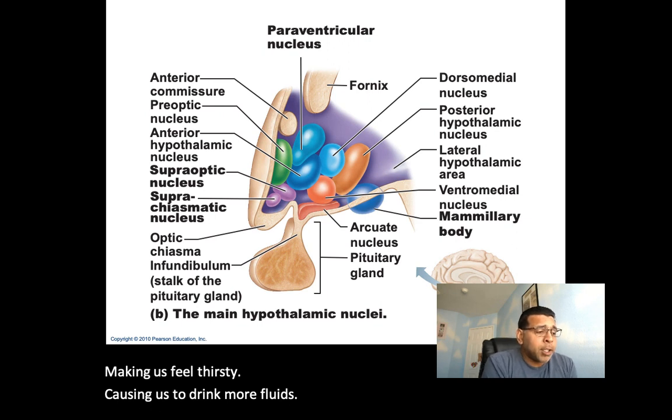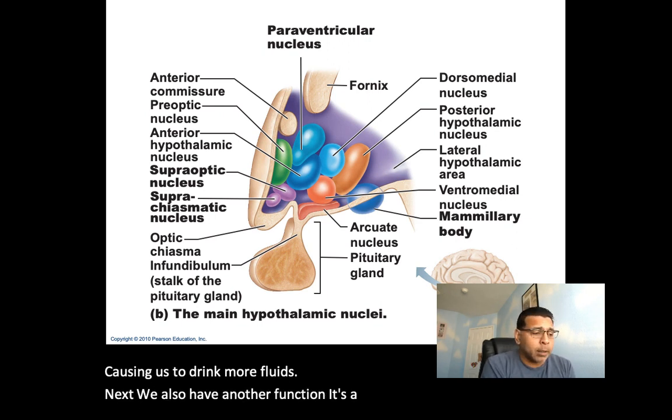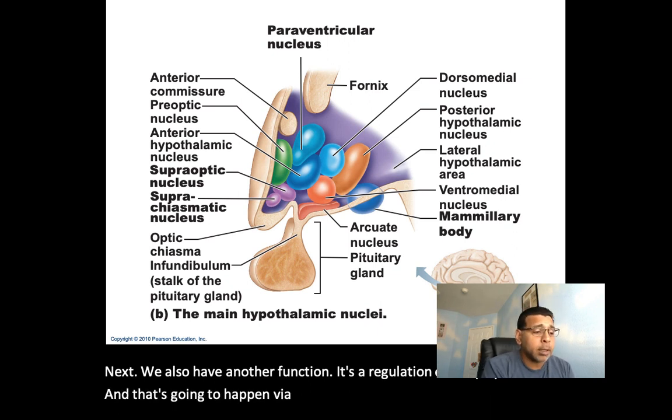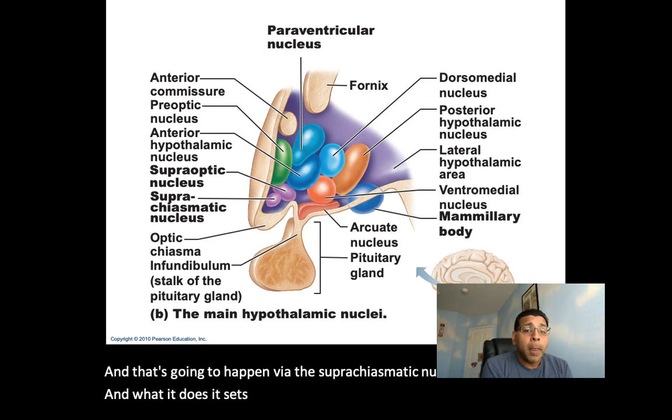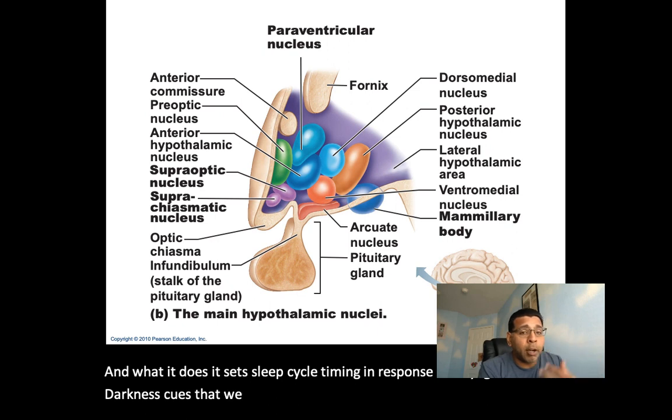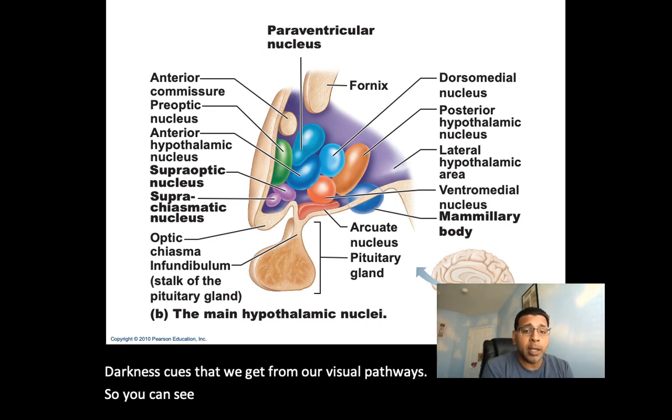Next, we also have another function: the regulation of sleep cycles. That happens via the suprachiasmatic nucleus, which is your biological clock. Again, you've got to know that function. What it does is set sleep cycle timing in response to daylight and darkness cues that we get from our visual pathways. So you can see how different parts are going to be working together.